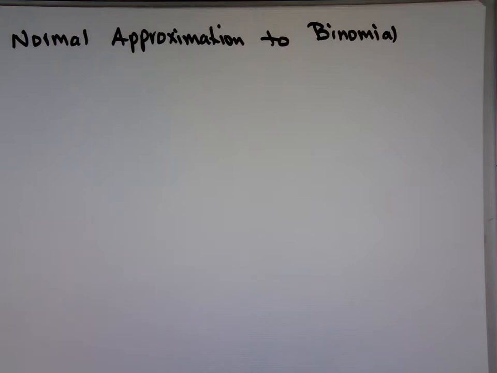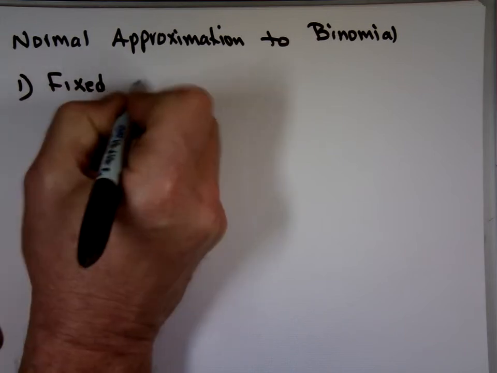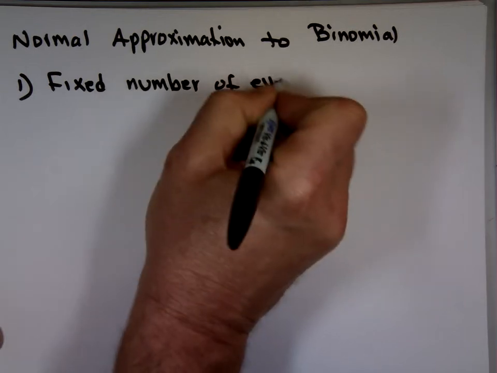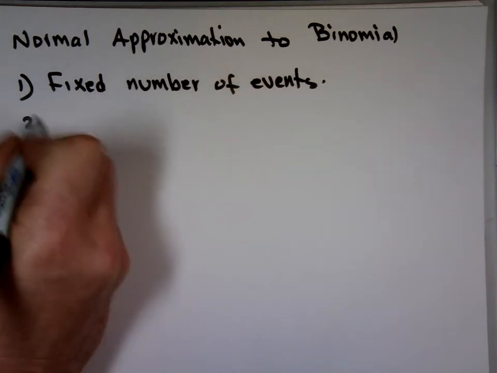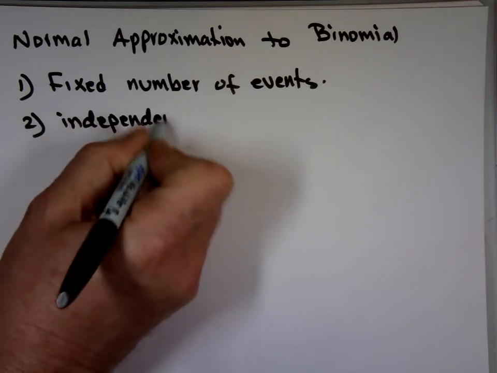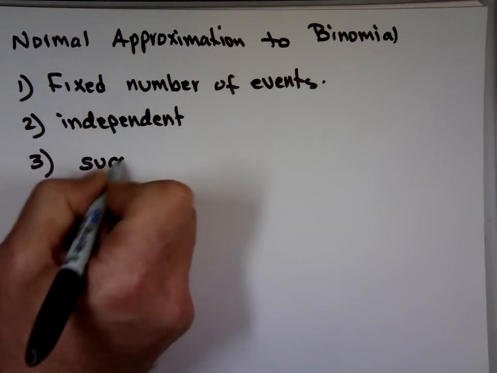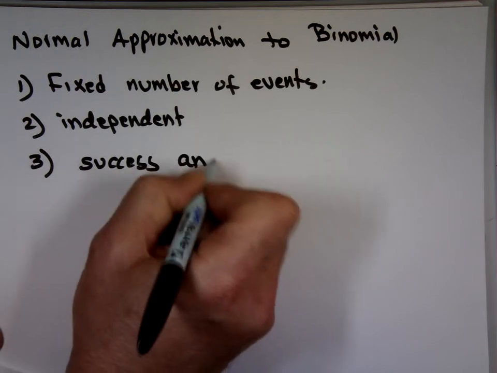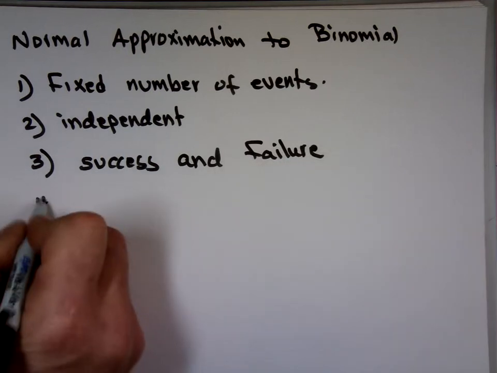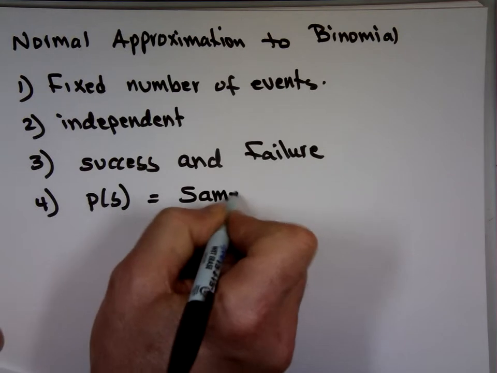I'm going to list the 4 conditions again for binomial. Fixed number of events. Must be independent of each other. Each event must have 2 outcomes. We call them success and failure. And the probability of success must remain the same through each case.